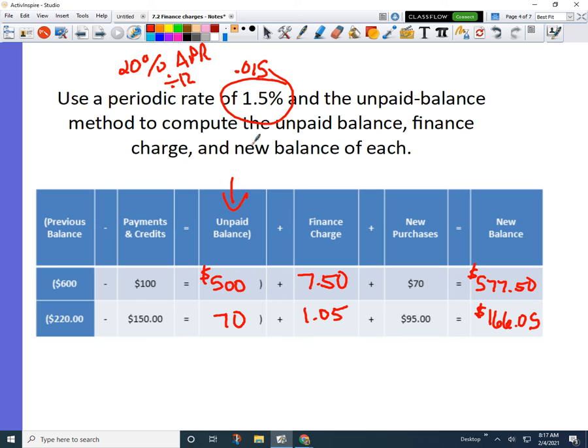If you don't know what I'm talking about, that's really not that big of a deal. I will give you the percentage every single time for what you need to use.